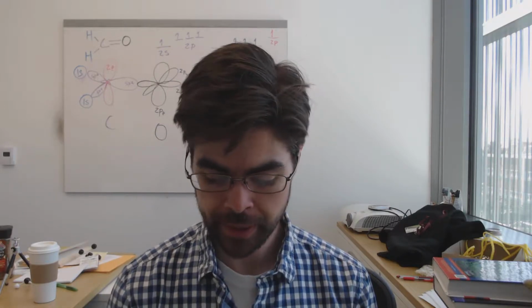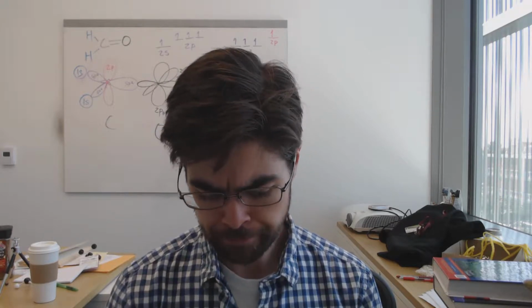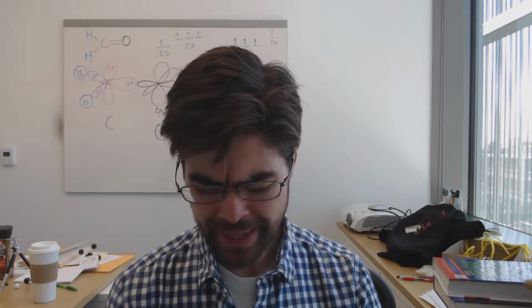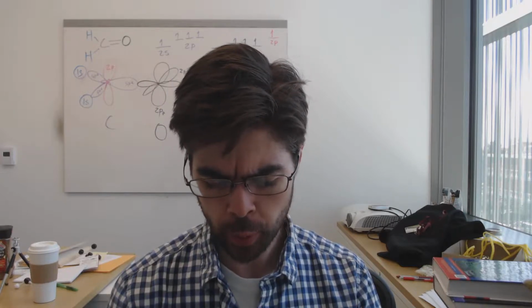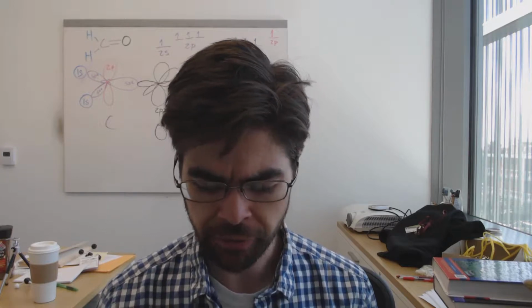Hi everyone. Just answering your feedback questions from today's lecture on valence bond theory. This one: why is it that sp2 orbitals usually form pi bonds? What is the trend for that?